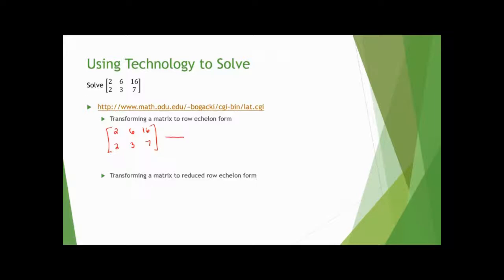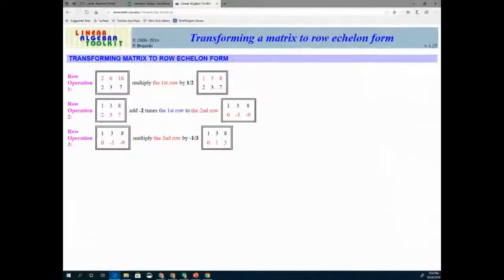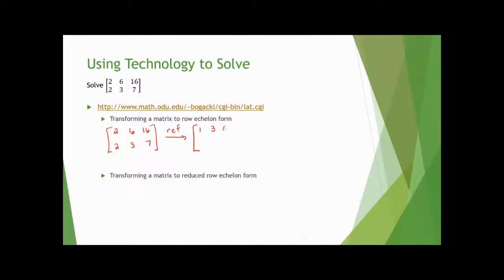And then you have an arrow to row echelon form. So you just write REF, that's row echelon form, and then you put the result that it gives you. That's the very last matrix it gives us, which is 1, 3, 8, 0, 1, 3. If you have a graphing calculator, REF is a common abbreviation for doing this.